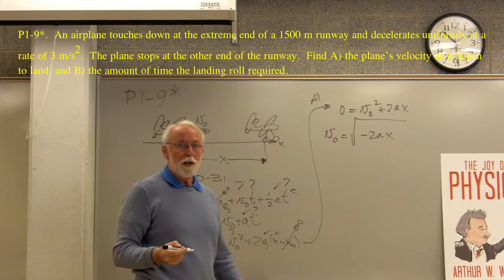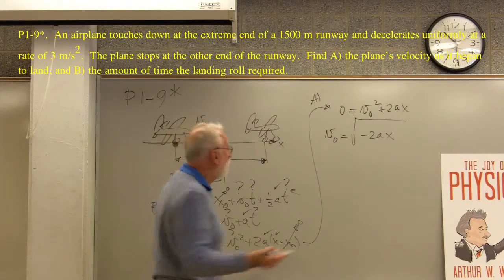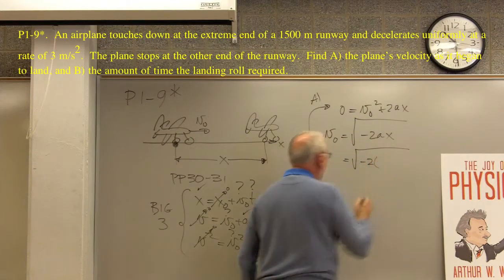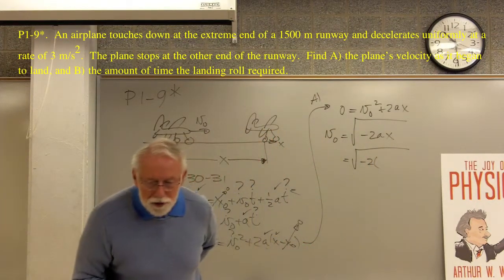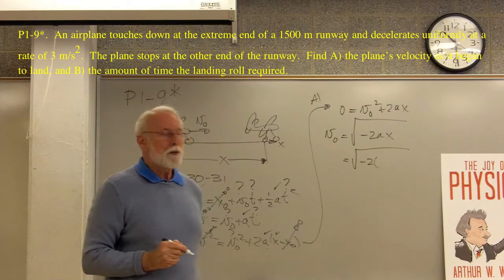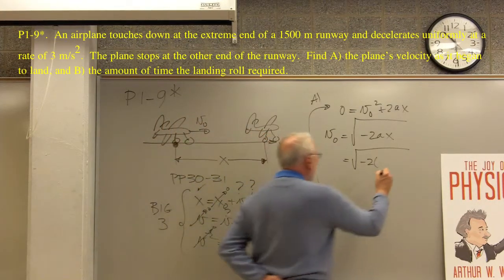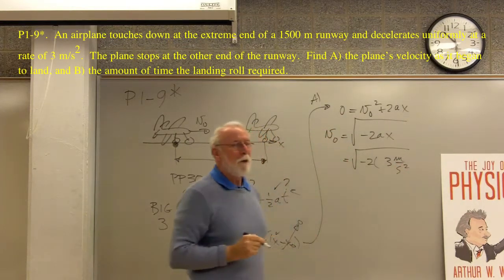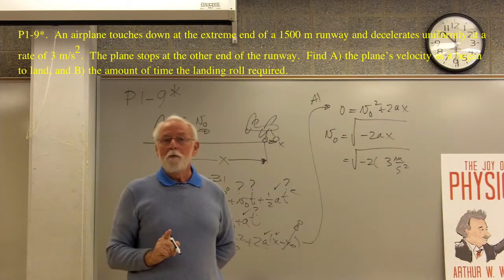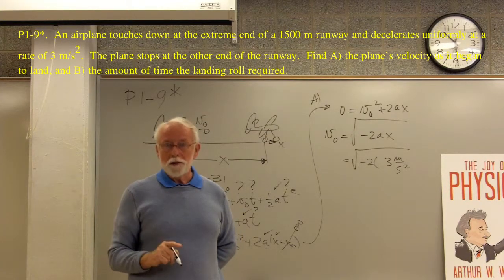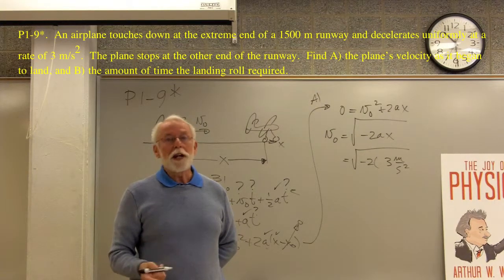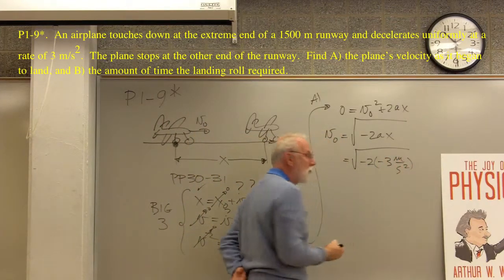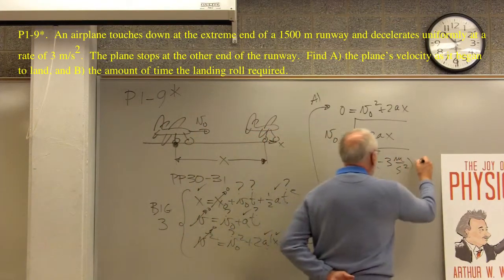So now all we have to do is put in what a and x are, and we'll be at the solution of the problem. Square root of minus 2 times a. And a is given in the problem. It says it decelerates at 3 meters per second squared. Can we just blithely put down 3 meters per second squared here? Not quite, because it decelerates. What does decelerate mean? It means it slows down. So a deceleration is actually a negative acceleration. So we have to put a minus here, 3 meters per second squared. X, it says, is 1,500 meters.